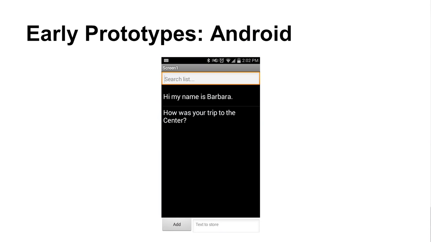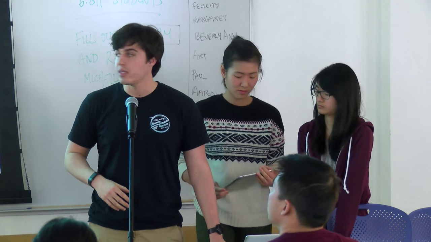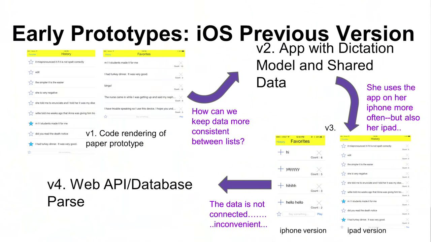So we built basically an app that she could click the text and it would play, and she can add text and store that into her history. So that was our initial prototype. Then we started having the iOS app. We didn't want to have no interaction until too late, so we started off with her history page and her favorites page right from the start.